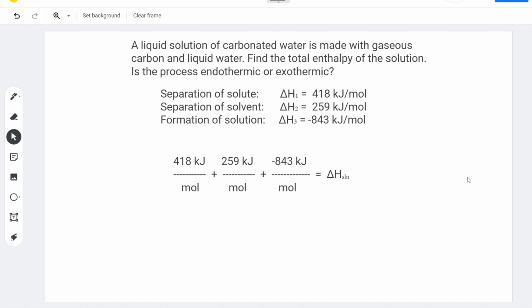To calculate the total enthalpy of the solution, we simply need to add together the 3 partial enthalpies to find delta H solution. And we get negative 166 kilojoules per mole. Now, is the process endothermic or exothermic? Because the total enthalpy of the solution is less than 0, the process will be exothermic.